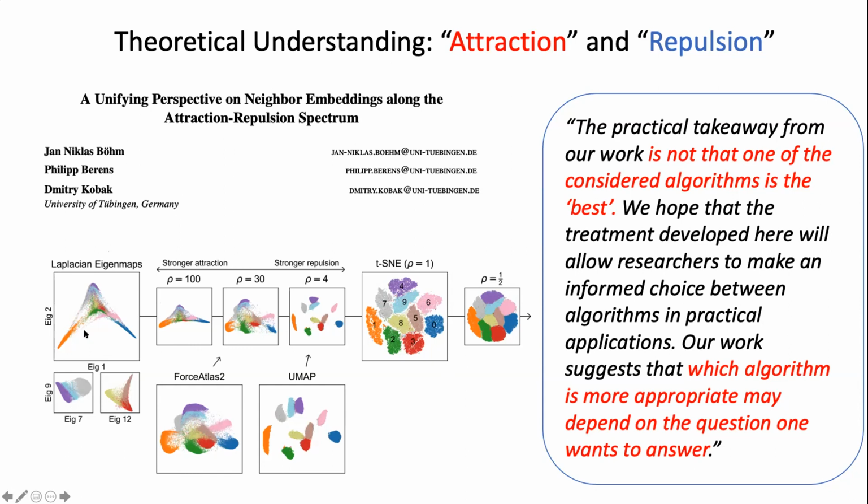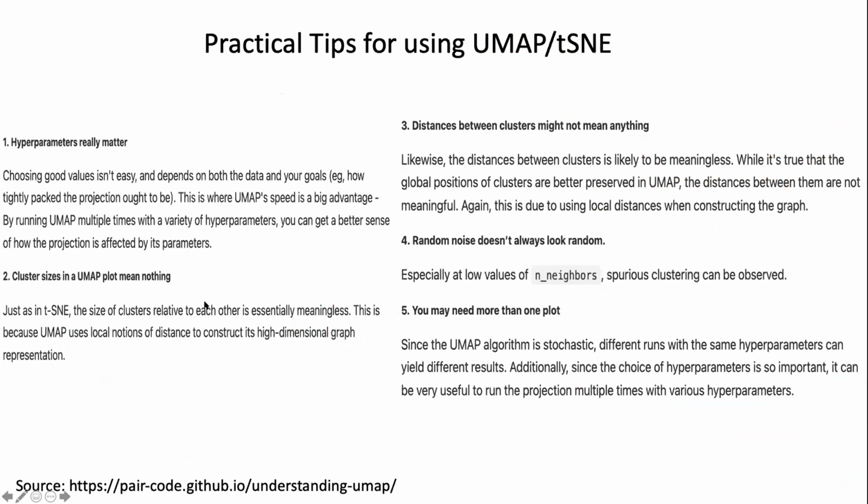So strong attraction means maybe the global relationship is better preserved because the points are more connected, but if the repulsion is very strong, maybe only the local connections can be preserved, and the far away connections are not preserved. I think that's a good way to understand the difference between algorithms. Of course, there are also some practical tips; the whole website is here, the whole link.